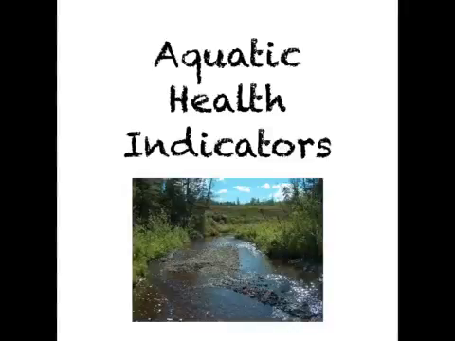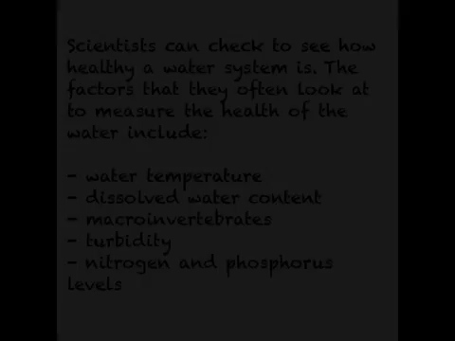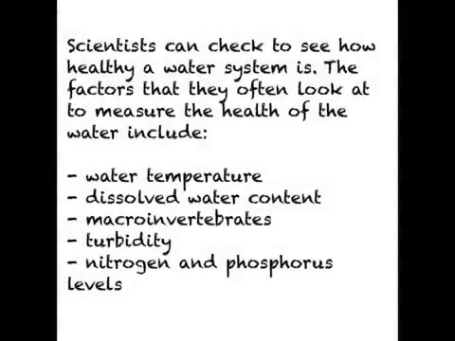Aquatic health indicators. Scientists can check to see how healthy a water system is. The factors that they often look at to measure the health of water include water temperature, dissolved oxygen content, macroinvertebrates, turbidity, nitrogen and phosphorus levels.